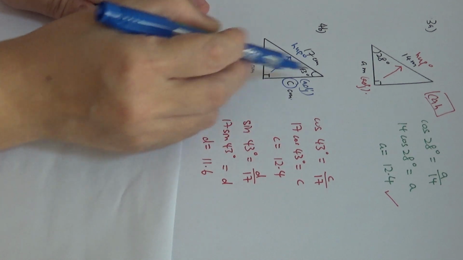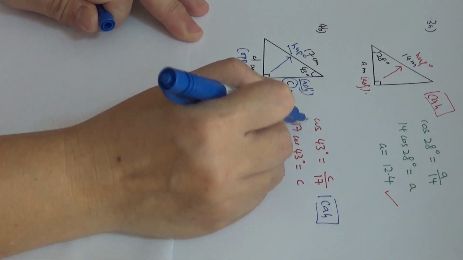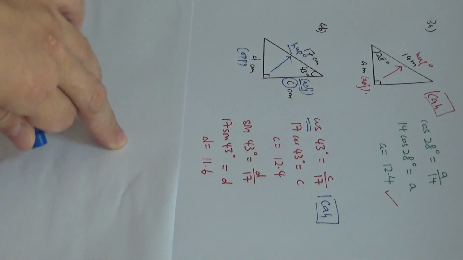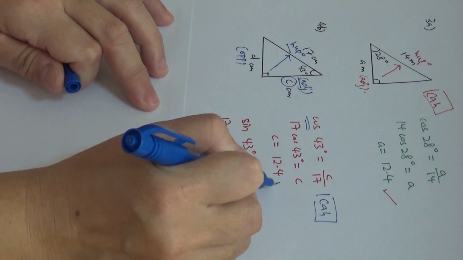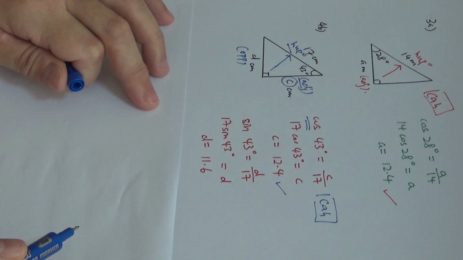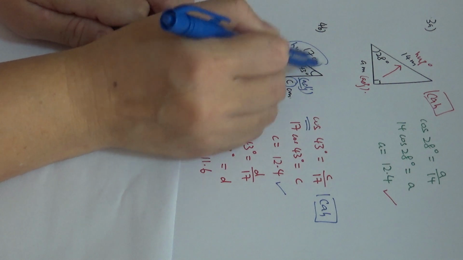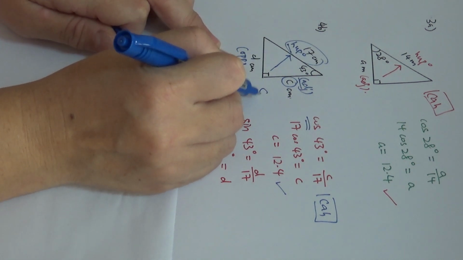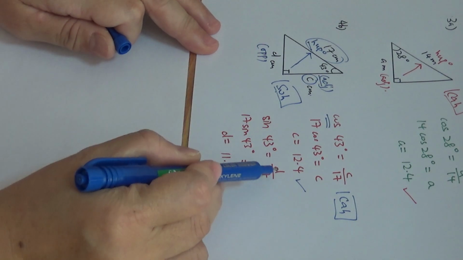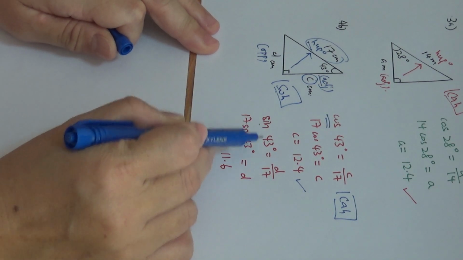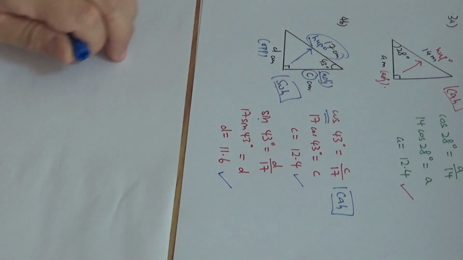Now if I want to find C, I have to use adjacent, hypotenuse. So I use cos. That's why it's cosine. I plug in the appropriate values and I solve. I will get C as 12.4. Now if I want to find D, I'm using opposite and hypotenuse. Opposite and hypotenuse is sine. So I plug in the values, D over 17, sine 43, and I do the necessary steps. I will get 11.6.